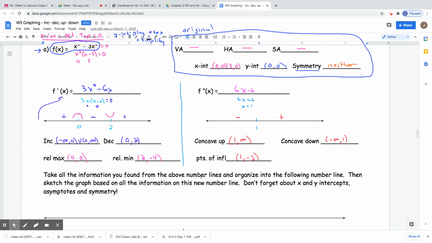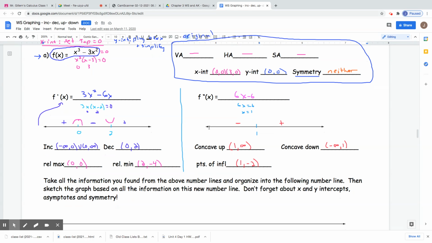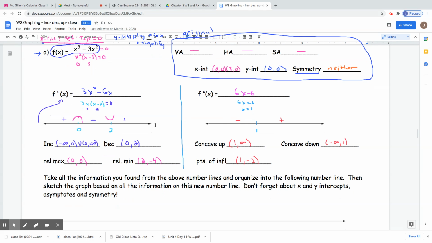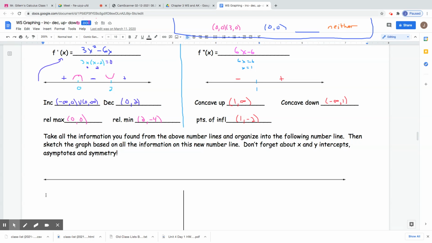All right, now, what we're going to do is use all of this information. We're going to use the information from these first 6 things and all these 2 middle sections to be able to graph. And what we're going to do is combine the 2 number lines into one big number line. All right.